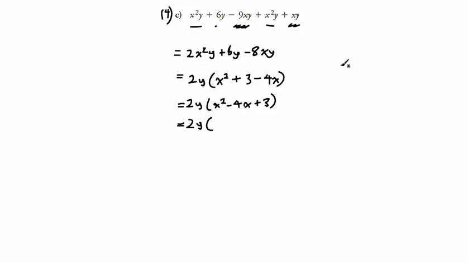So we need two numbers whose sum is minus 4 and whose product is 3. P for products, S for sum. Obviously, the two numbers are minus 3 and minus 1. Minus 3 times minus 1 is 3, and minus 3 minus 1 is minus 4. So this factors into x minus 3 and x minus 1.